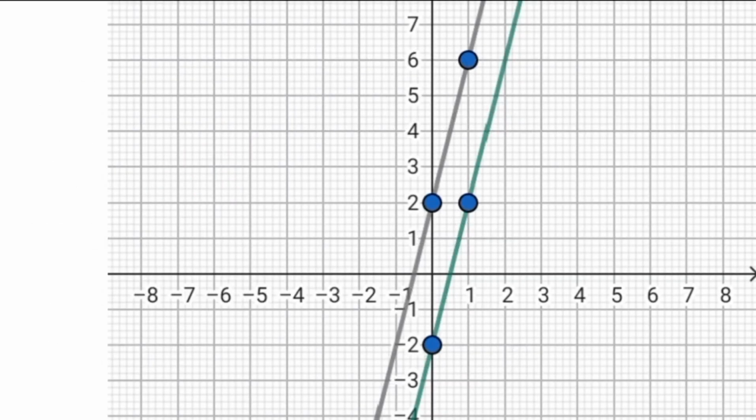And we have these two lines here. This is the line that has a y-intercept of 2, and the other has a y-intercept of negative 2. So the first line is y equals 4x plus 2, and the second line is y equals 4x minus 2.